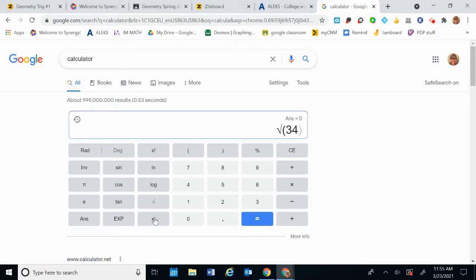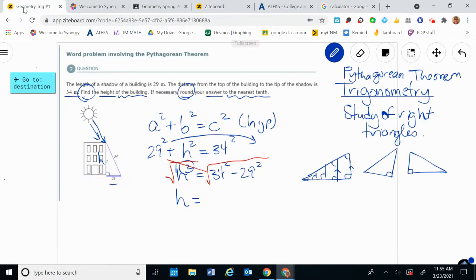34 squared. Well, that didn't work. Let's try that again. 34, x to the y, squared. There we go. Minus 29 squared. I think that's what it was. There we go. And let's see if that's right. Boom. 17.74, round to the nearest tenth, is 17.7. And that's what you do. It just saves you time if you don't want to do like all the little steps in between.